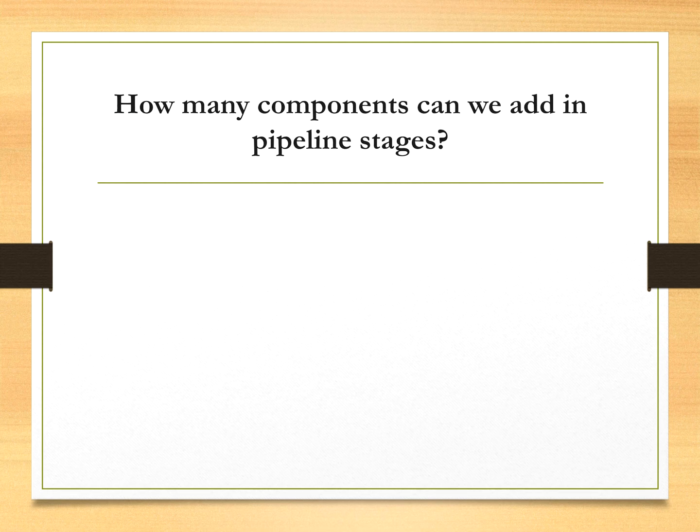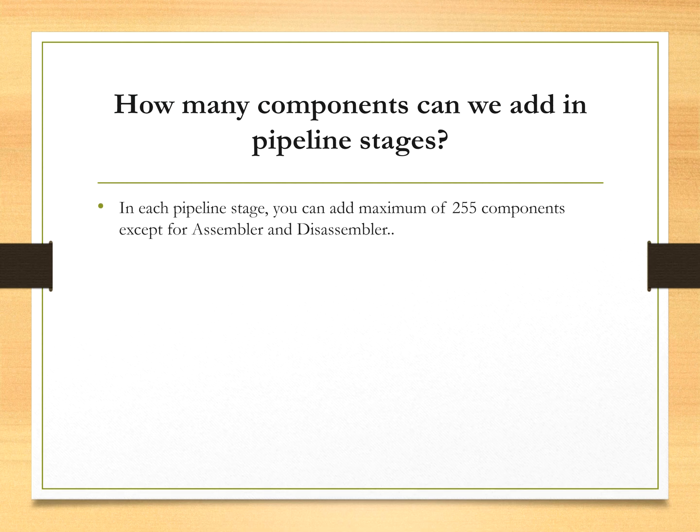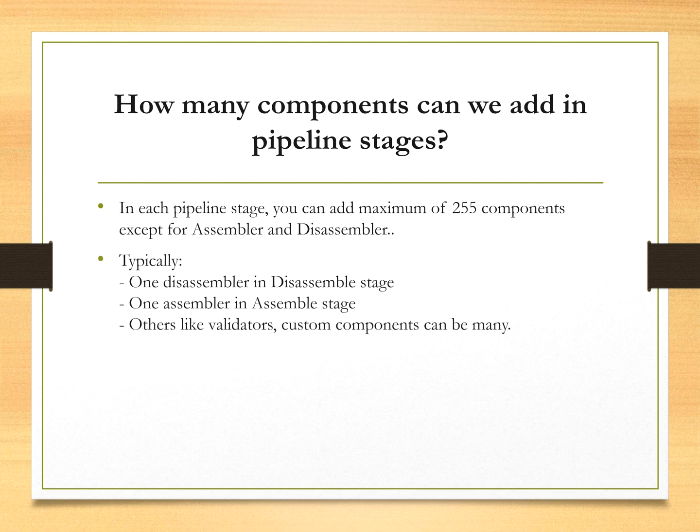How many components can we add in pipeline stages? So in a pipeline stage, you can add a maximum of 255 components except for assembler and disassembler. Typically, one disassembler in the disassembler stage, one assembler in the assembler stage, and others like validators, custom components can be many.